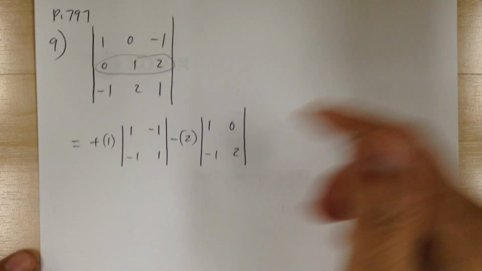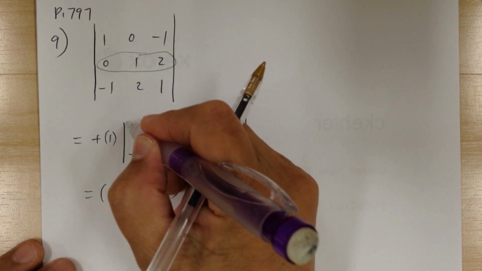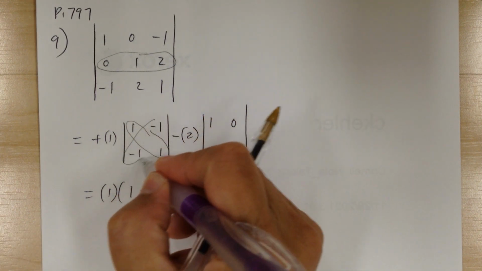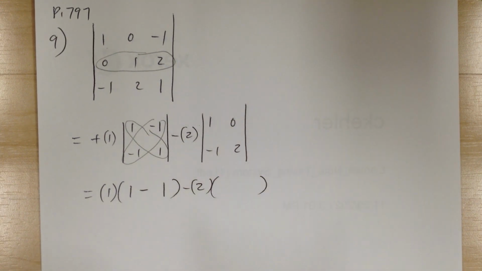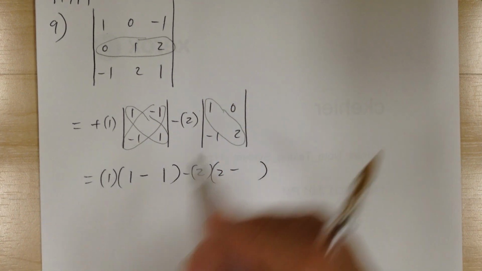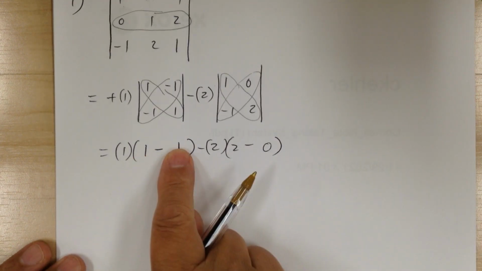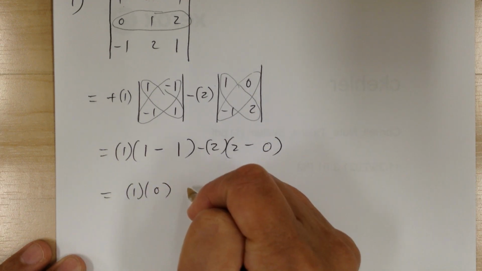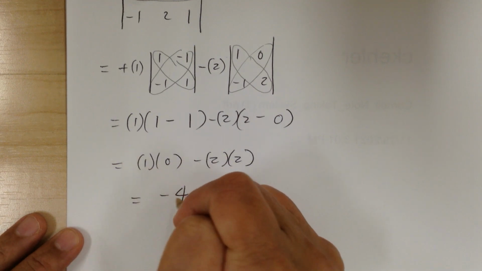Okay, so this will equal to 1 times. So do the diagonal. So it would be 1 minus 1 minus 2 times, again do your diagonal, so it would be 2 minus, and this would be 0. Okay, so 1 minus 1 is 0, so this will equal to 1 times 0 minus 2 times 2. So you can see this is equal to negative 4.